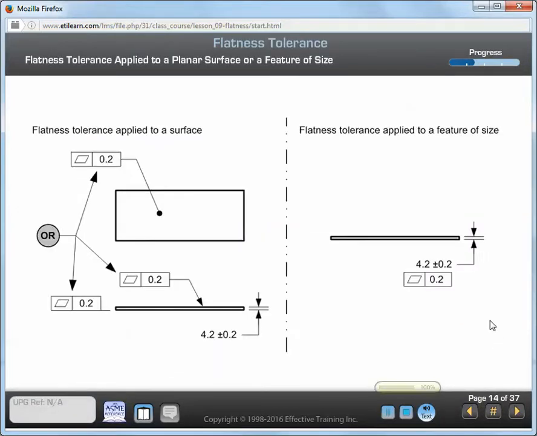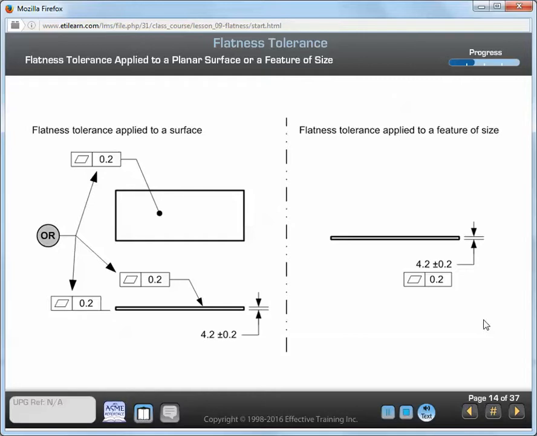It's important for you to be able to determine whether a flatness tolerance applies to a surface or to a feature of size dimension, because the interpretation of each is different. This figure shows an example of a flatness tolerance applied to a surface and a feature of size. The location of the flatness tolerance indicates what it is applied to.